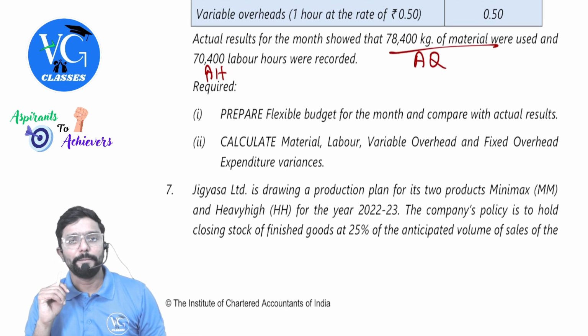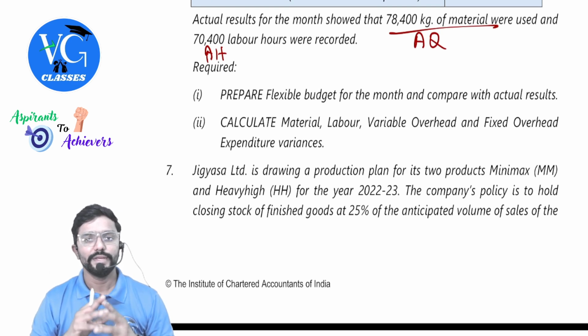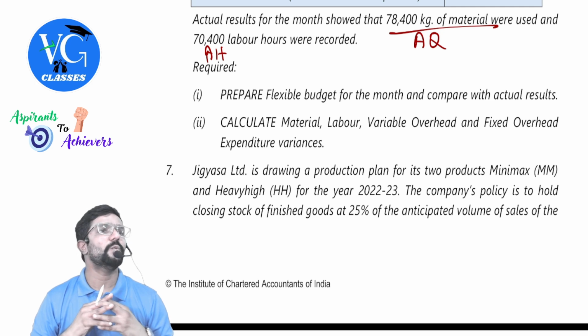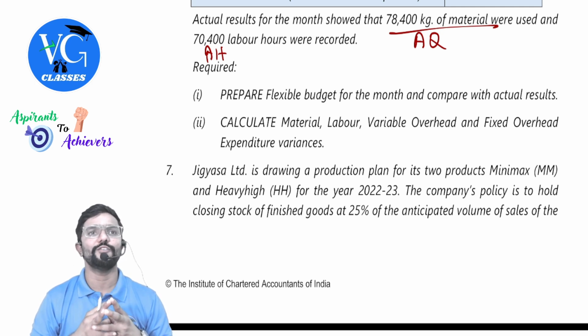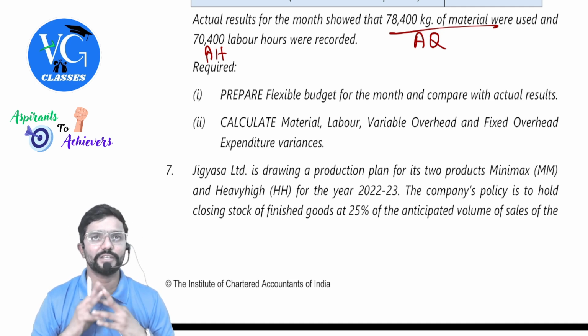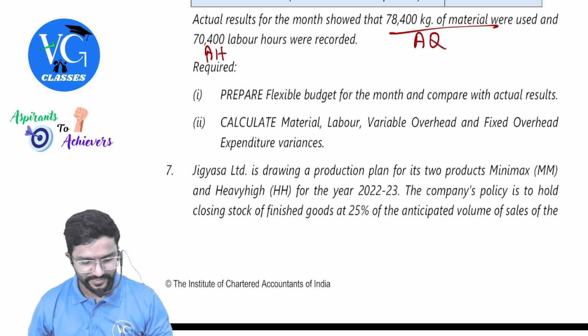Okay, sir. Required: prepare flexible budget for the month and compare with actual results. Okay. Calculate material, labor, variable overhead and fixed overhead expenditure variance, guys. Combination of budget and standard costing. This question is a combination of both, guys. Easy. See, looks like difficult. Very easy question. Look here.